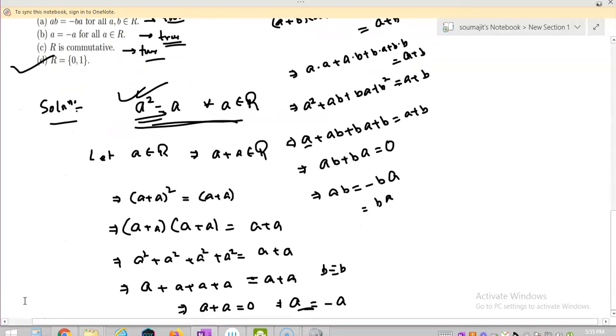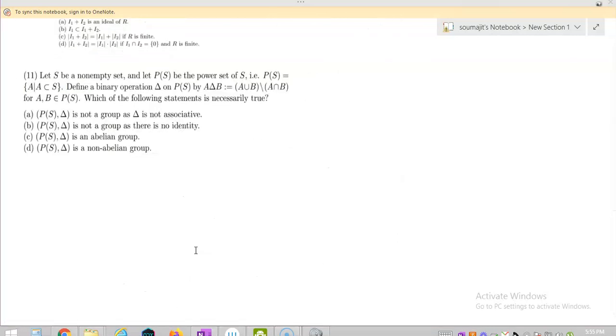Now let us solve question number 11. Question number 11 says that X is a non-empty set and P(X) is the power set of X. Define a binary operation, symmetric difference, on P(X) by A symmetric difference B equal to (A minus B) union (B minus A), for all A, B belongs to P(X). Which of the following statements is true? It is again an exercise in Schaum's. So let us solve the question.